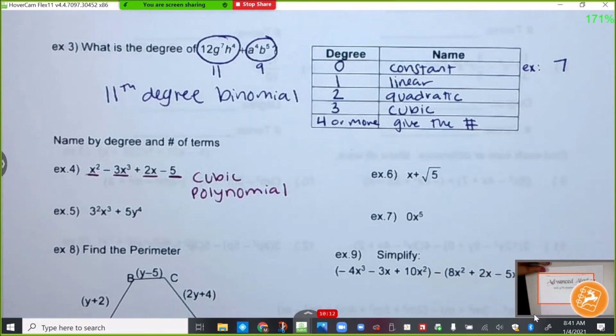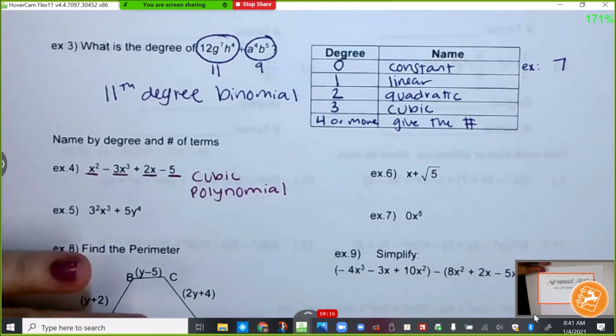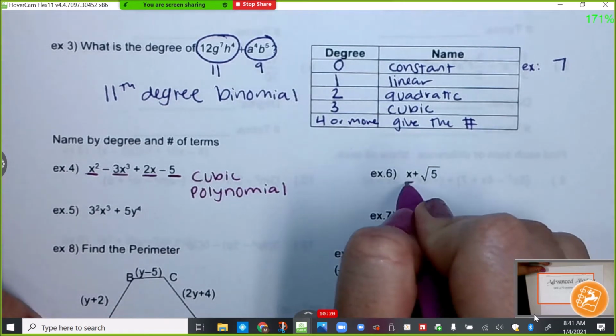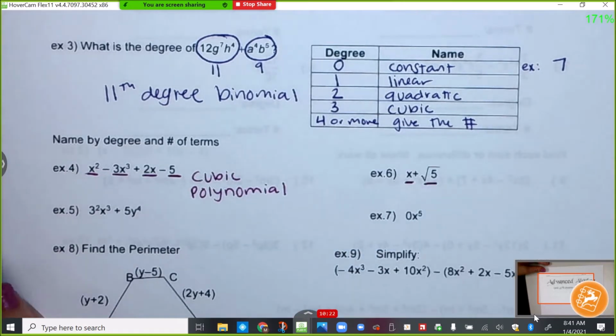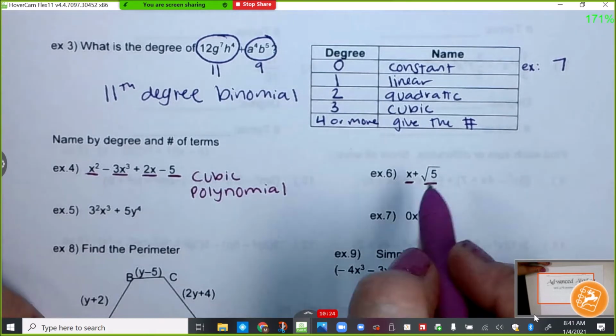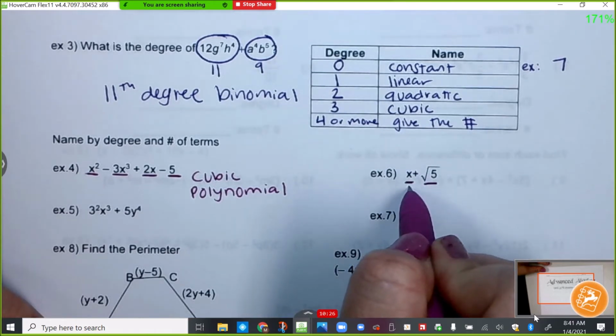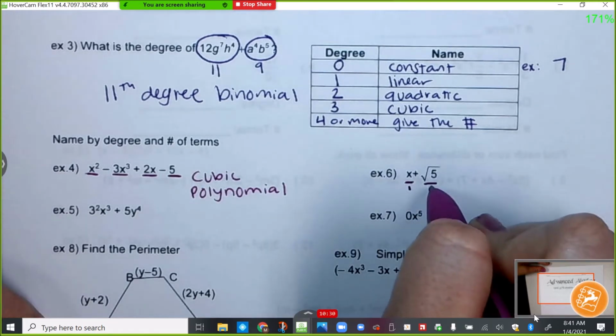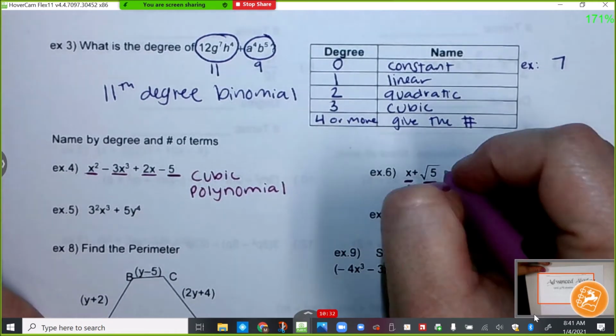Okay, how many terms does this one have? 2. And what's the highest degree? Yeah, technically this doesn't have one, but it means it's 1 if there's a letter at all. And this has no letter, so it's 0. So this is a linear binomial.